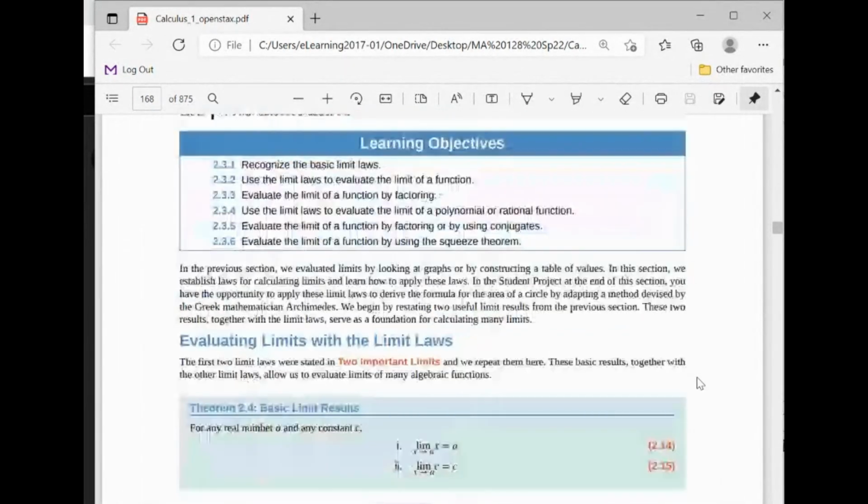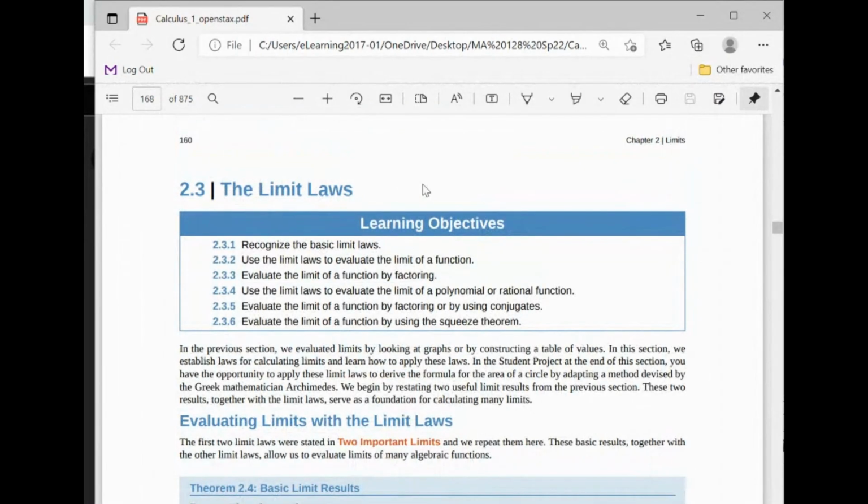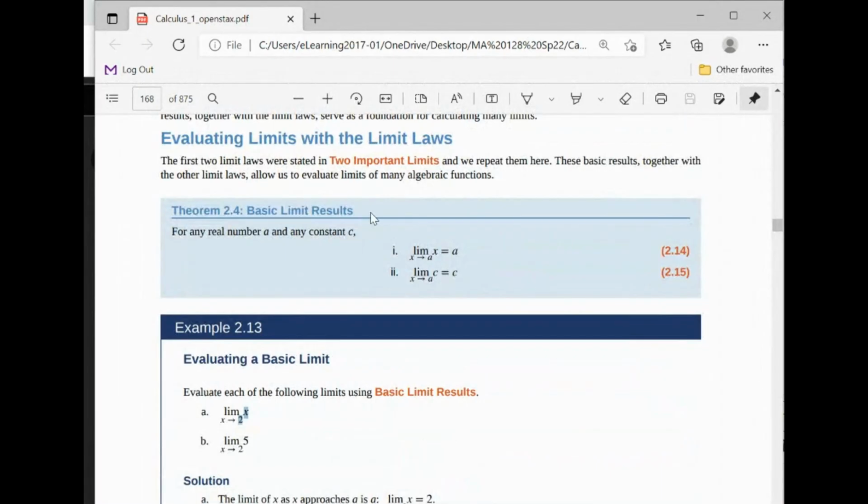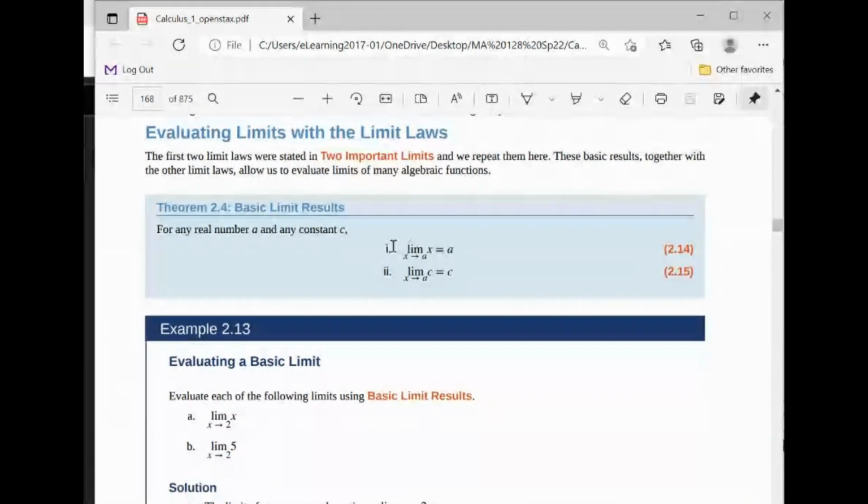Okay, so this section is about the limit laws. Two basic limit results. Let's review from the textbook. If a is any real number and c is another real number constant, look at part I. This expression tells us the limit of x as x approaches a equals a. So this is something trivial, right?